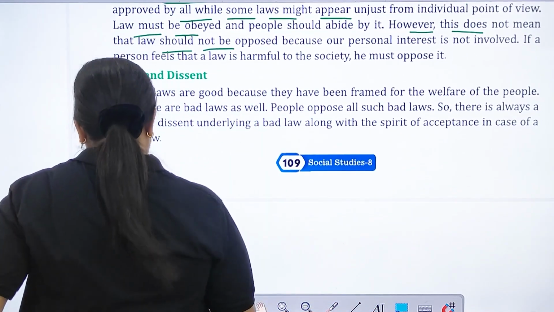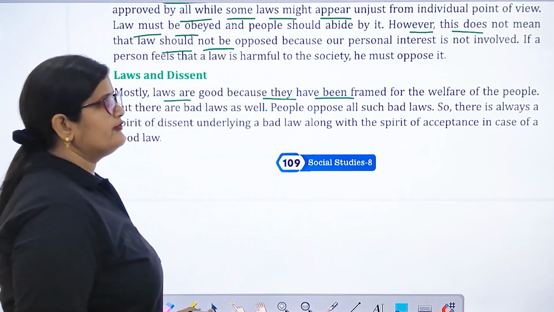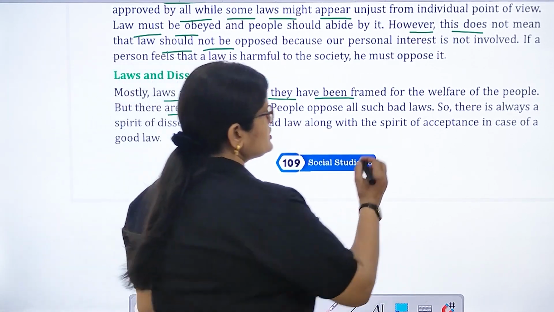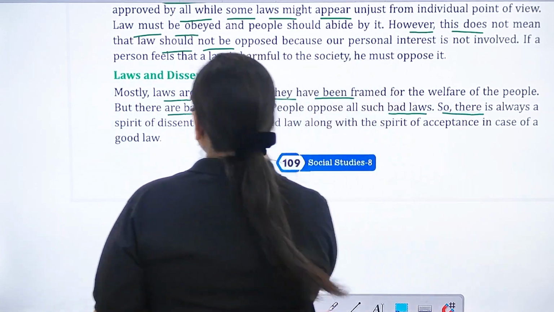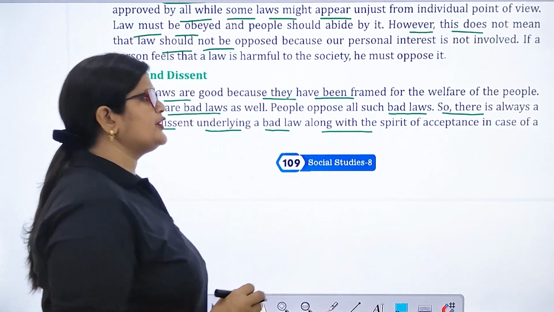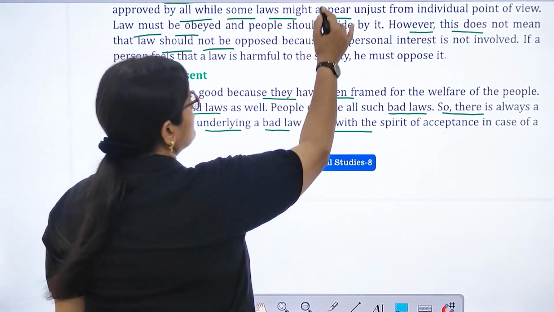Law and dissent. Mostly laws are good because they have been framed for the welfare of the people, but there are bad laws as well. People oppose all such bad laws, so there is always a spirit of dissent underlying a bad law along with the spirit of acceptance in case of a good law.